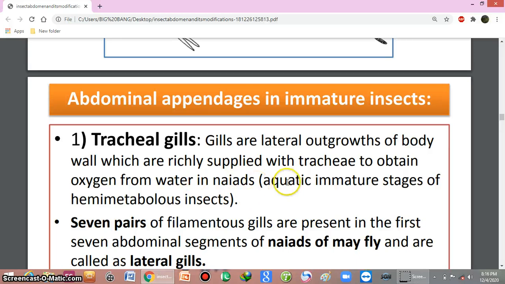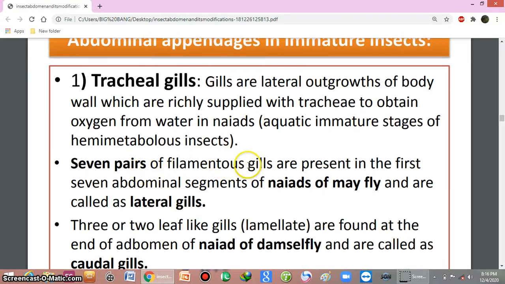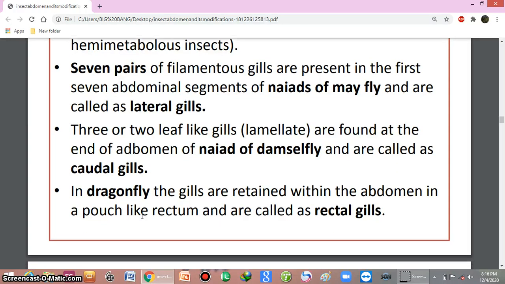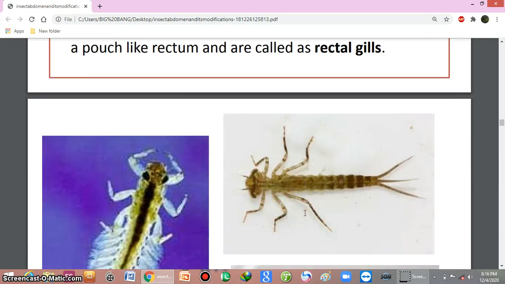Naiads are the aquatic immature stages of hemimetabolous insects. Seven pairs of filamentous gills are present in the first seven abdominal segments of naiads of mayfly, and they are known as the lateral gills. Three or two leaf-like lamellate gills are found at the end of the abdomen of the naiad of damselfly and are called the caudal gills. In dragonfly, the gills are retained within the abdomen in a pouch-like rectum, and they are known as the rectal gills.